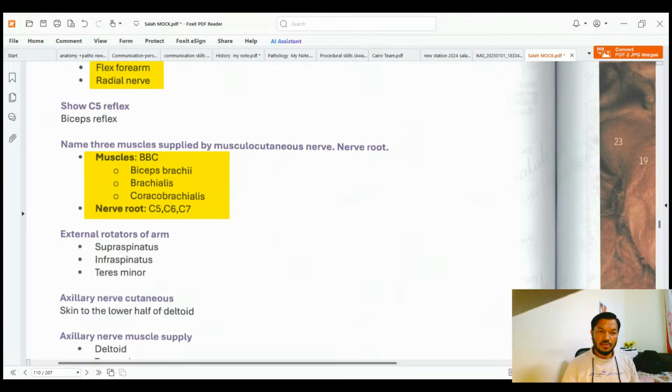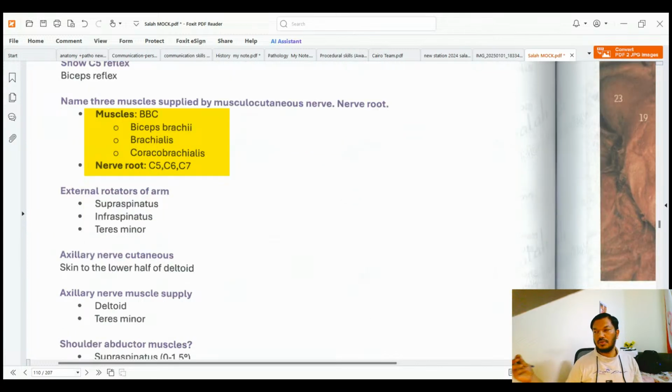External rotator of the forearm. External rotator, the attachment in the greater trochanter. This is supraspinatus, infraspinatus, and teres minor.